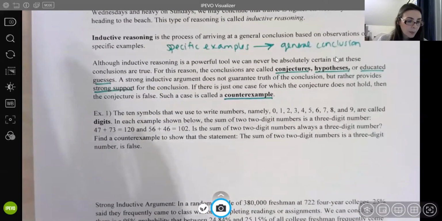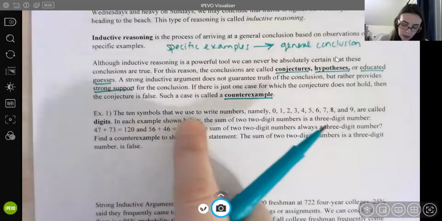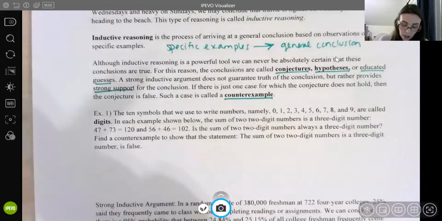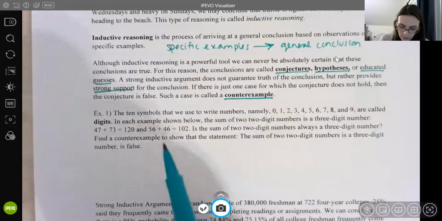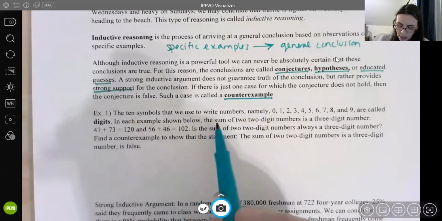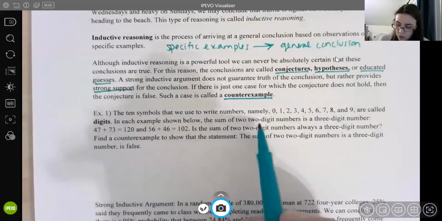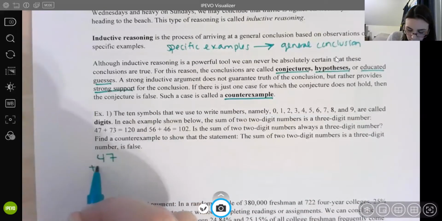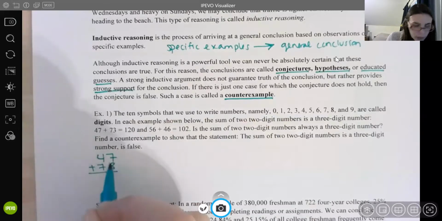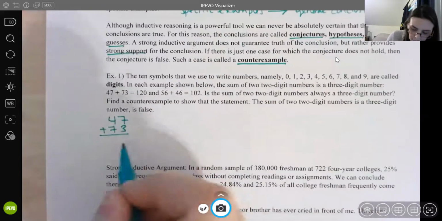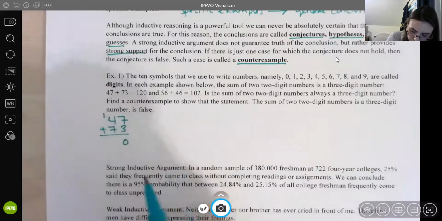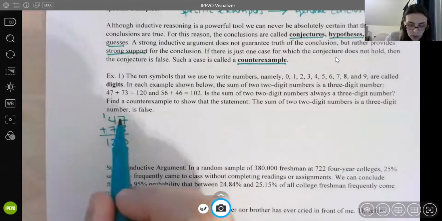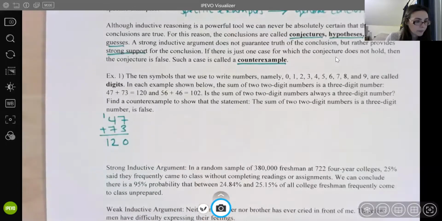So here's an example. The 10 symbols that we use to write numbers, namely 0, 1, 2, 3, 4, 5, 6, 7, 8, and 9, are called digits. In each example shown below, the sum of two two-digit numbers is a 3-digit number. For instance, 47 plus 73. So those are both 2 digits. And when I add them together, I get 120. So I have a 2-digit plus a 2-digit equals a 3-digit.